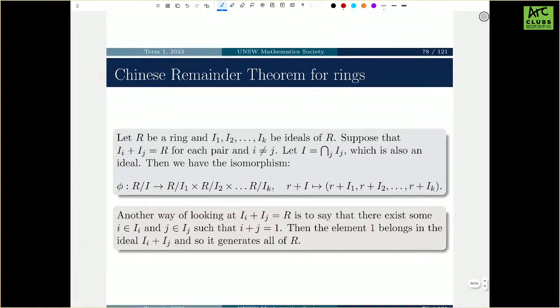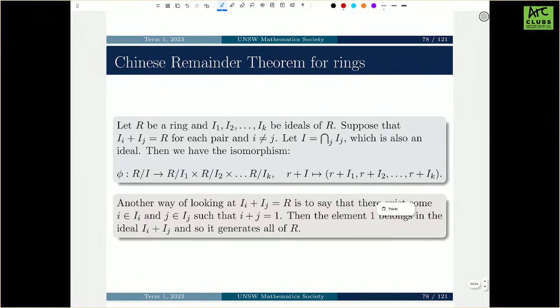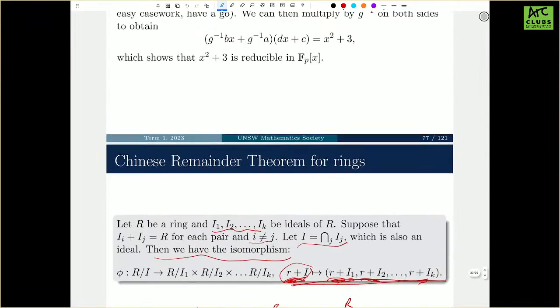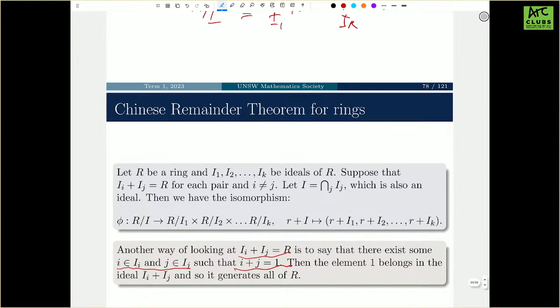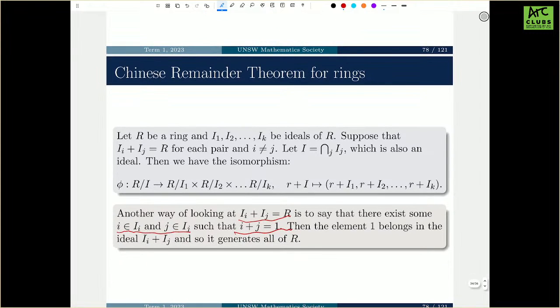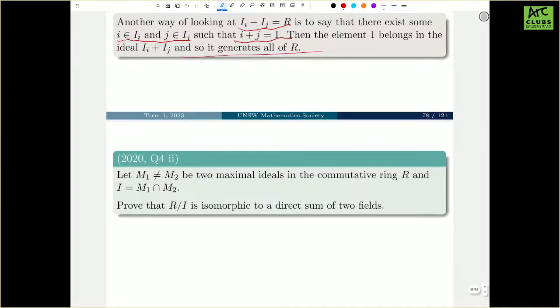Another way of looking at this fact is to say that there exist some i and some j such that i + j = 1. Earlier I said ri + sj = 1, but ri is in I_i and sj is in I_j because ideals are closed under external multiplication. Then the element 1 belongs to the ideal, so it generates all of R. That's a similar way of looking at this property. It's kind of like coprimality.